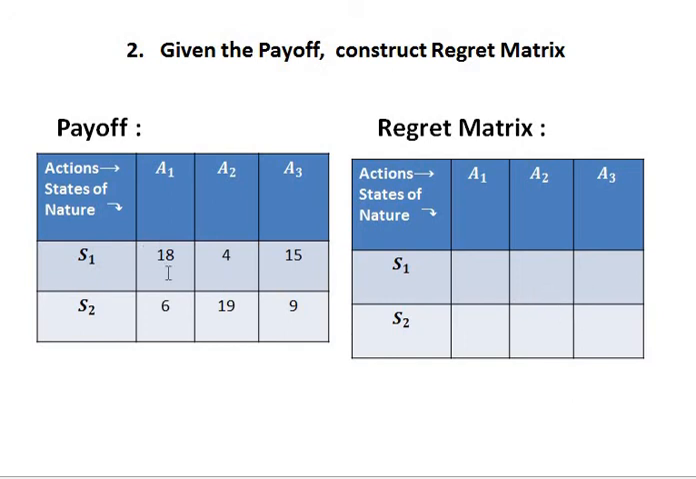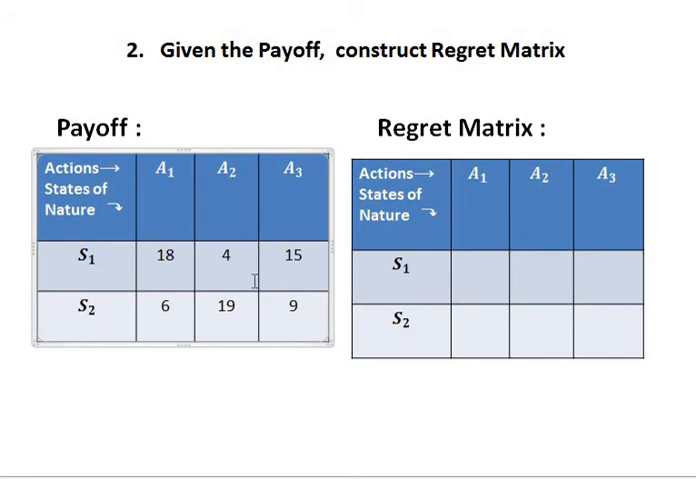So now just observe, with S1 state of nature, what are the three values? 18, 4 and 15. So what is maximum here? 18. So the person who will be selecting A2 and A3 will feel regret. Why? Because their payoff values are less than the maximum one.